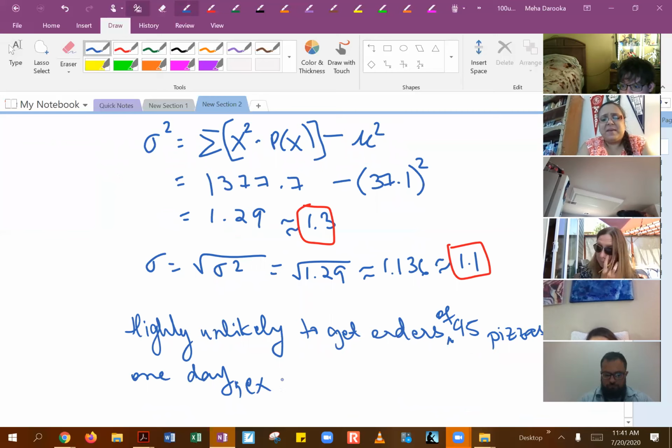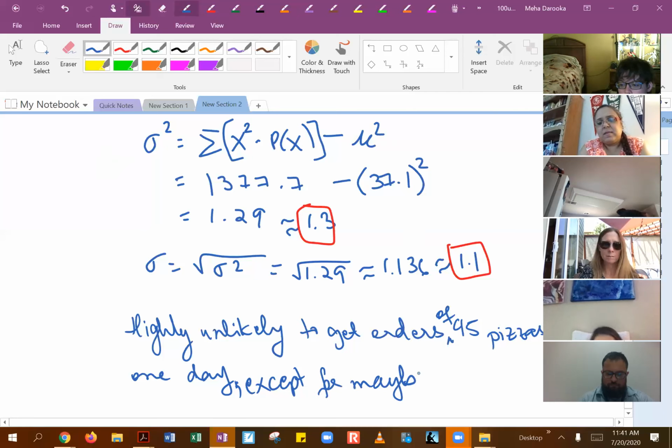But like I said, maybe except for a bulk order for a party. Even then, it would have to be a lot of people for them to order 45 pizzas. So, you know, it really depends. We can just throw in there a Super Bowl scenario kind of thing.